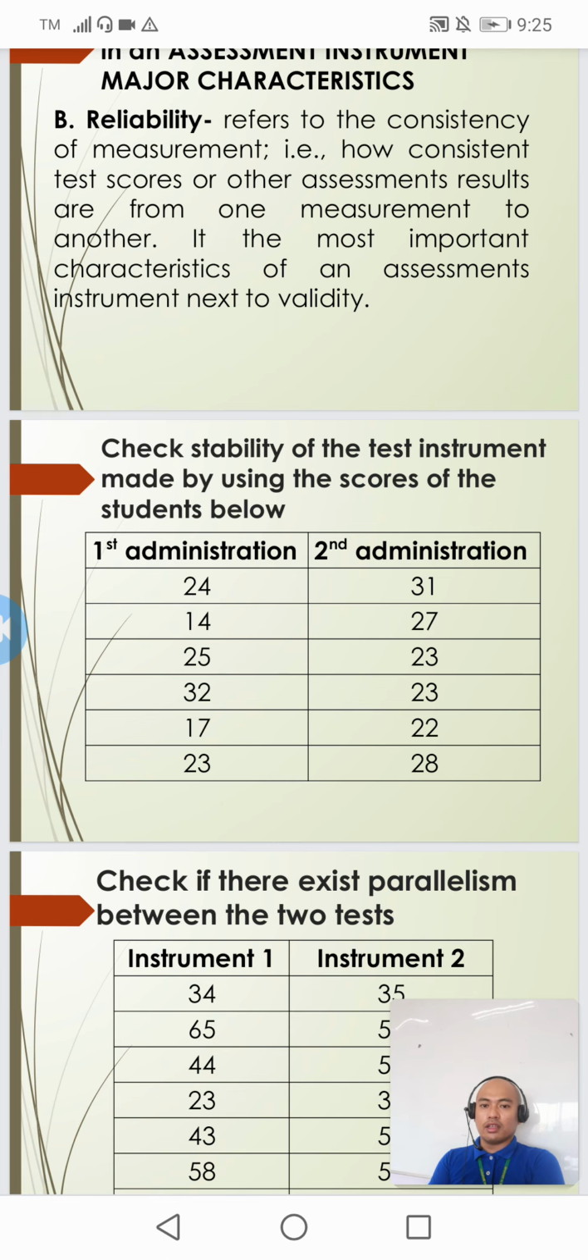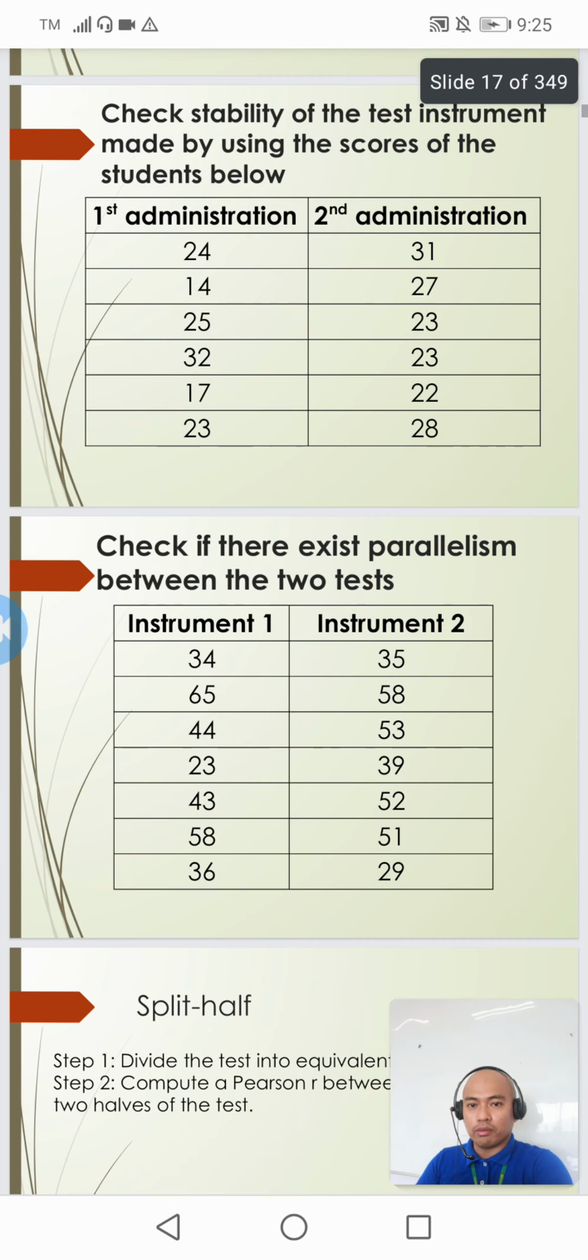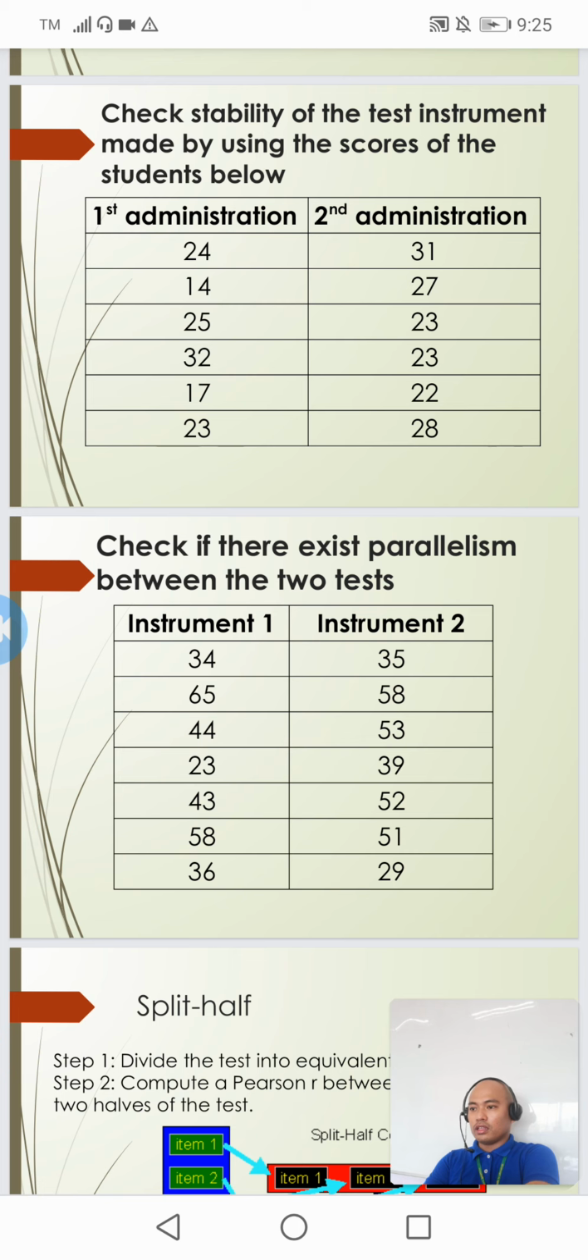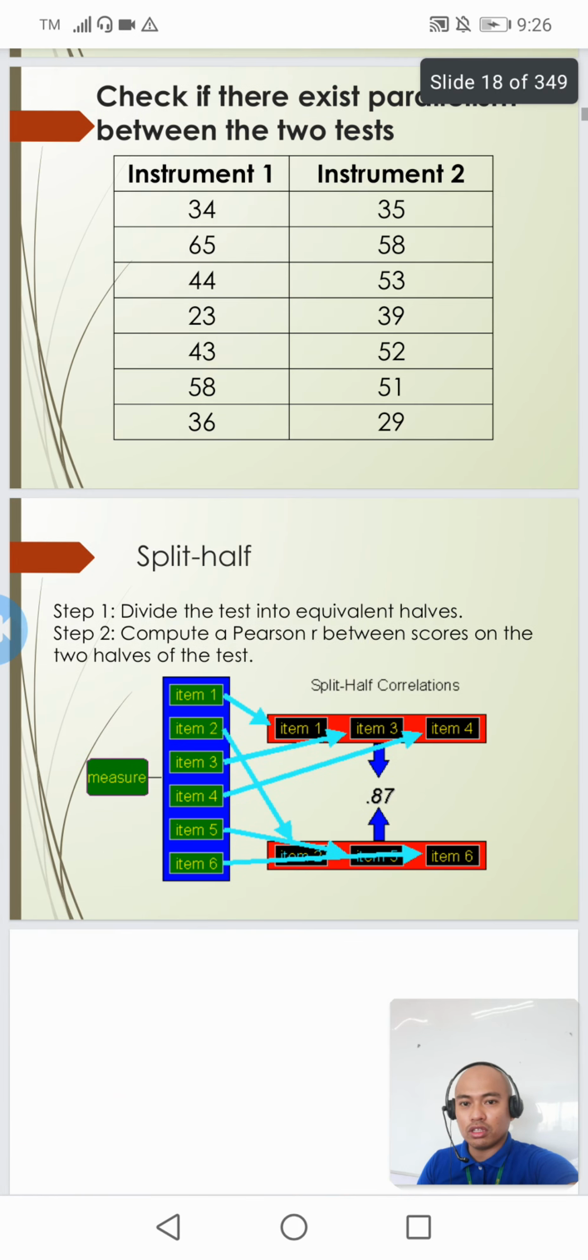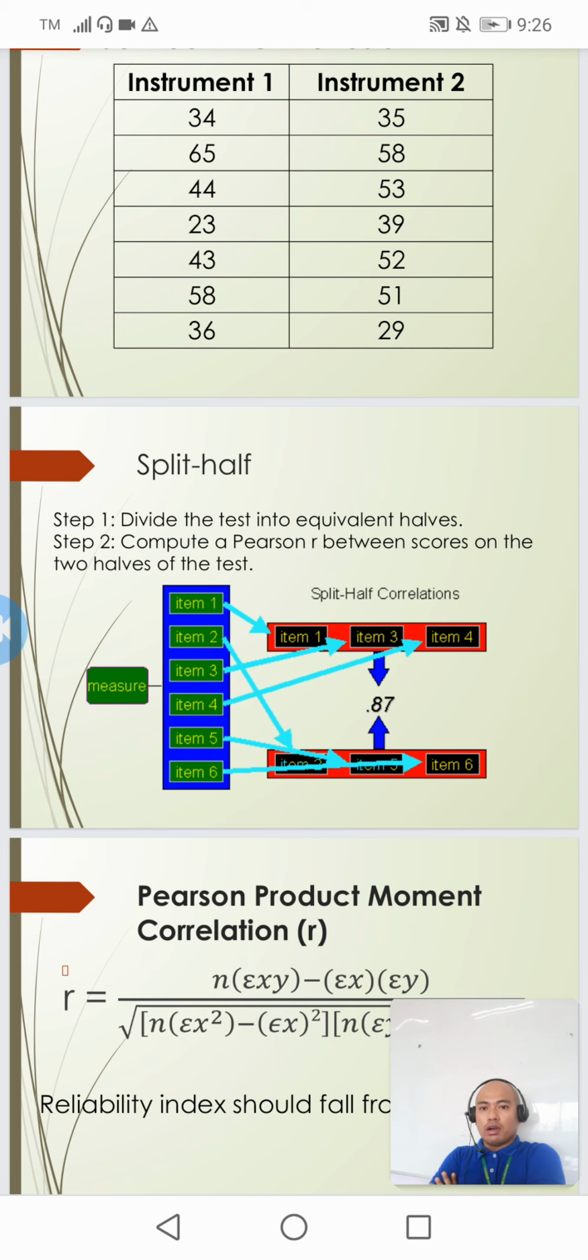Okay, correlate natin yan. Then for the next slide, ito naman yung gagamitin natin or yung possible way natin when checking the parallelism of the two exams. So you administer the first exam and administer the second exam, and this will be the result. So you correlate again the two exams para magkaroon ka ng reliability index. Mababa ba or mataas? Depende sa index natin. And for the split half method, ito na yung ginawa natin doon sa validation. Step 1 for the split half method is to divide the test into equivalent halves. So pagka-dalawa, you divide the number of items into 2. Then the results will be correlated.